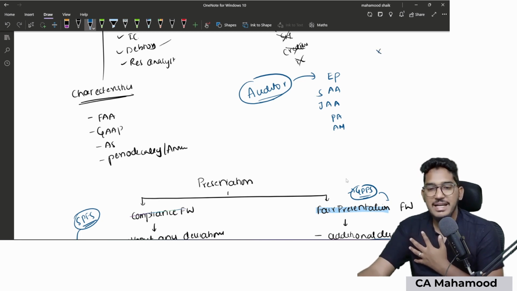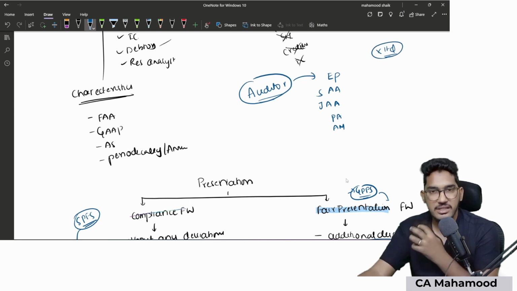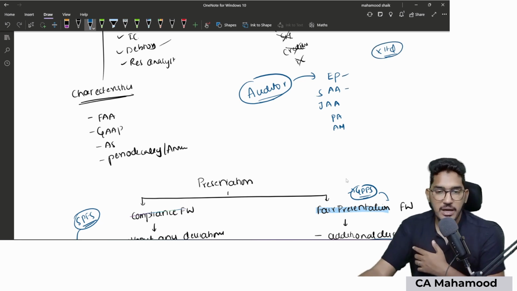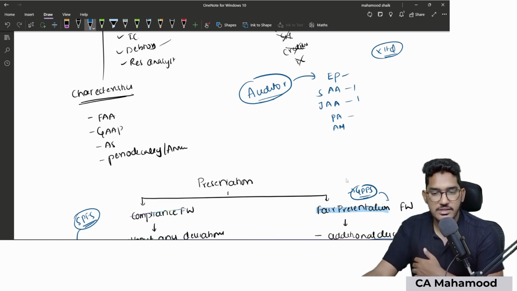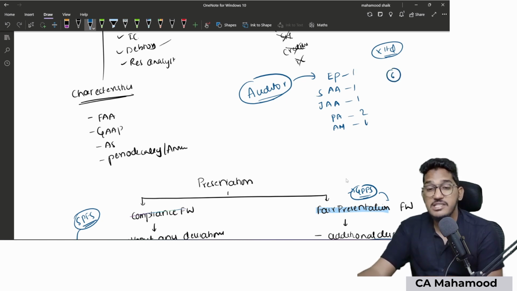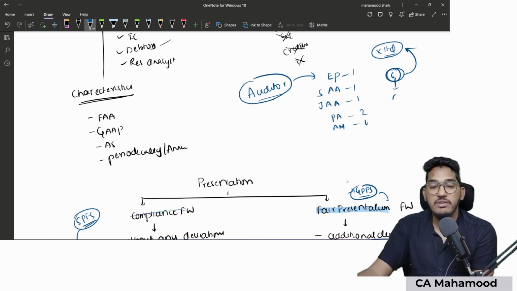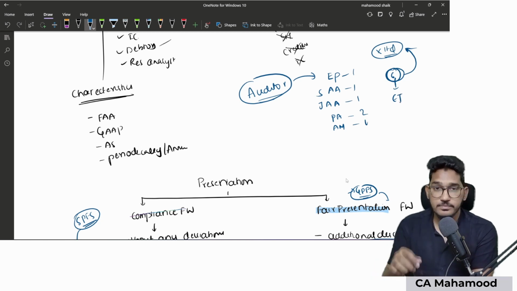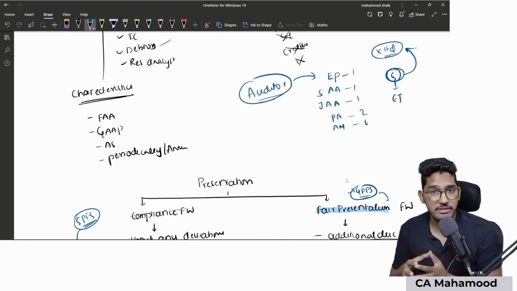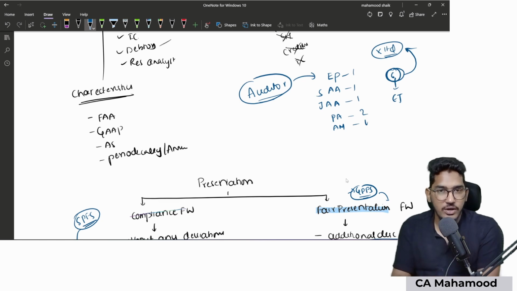So assume I was allocated the audit of the client X Limited. For this client's audit, we as a team are going. Myself being an engagement partner, one article assistant, one senior article assistant, one junior article assistant, two paid assistants, and one audit manager. So a team of how many people? 1, 2, 3, 4, 5, 6. A team of 6 people is going and conducting the audit engagement of the client X Limited. Now we 6 people collectively will be called the engagement team.